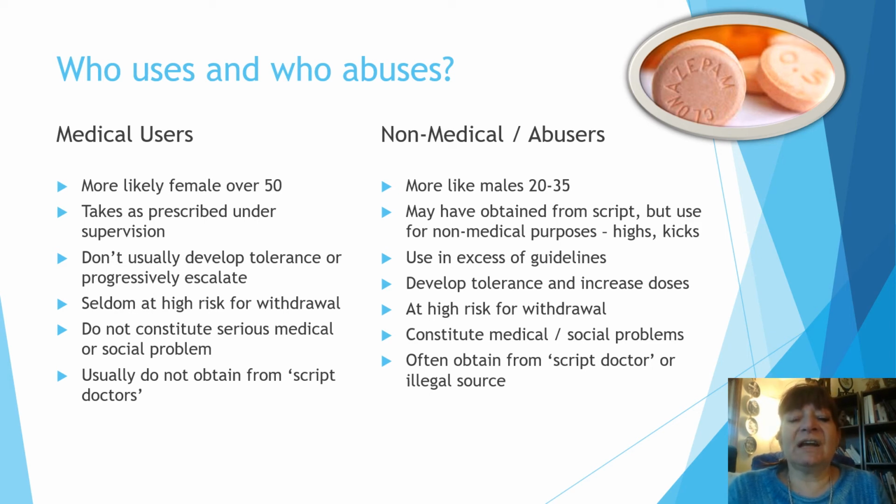The abusers tend to be males, ages 20 to 35, and may be using it for a non-medical purpose to get a high out of it. They use it in excess of the guidelines. They do develop tolerance and want to increase their doses. They are at high risk of withdrawal, and this is a medical social problem, and they may shop around to get the prescription or get it illegally.